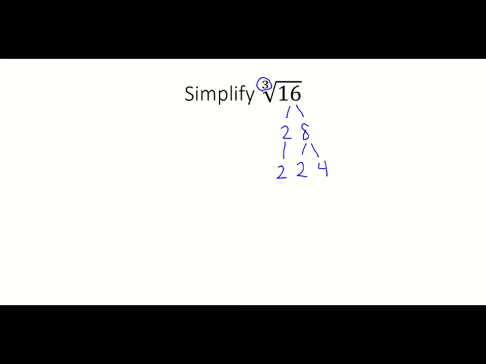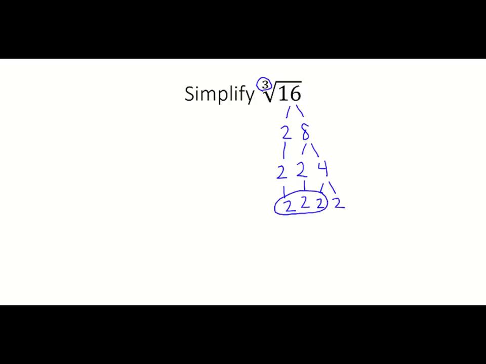Unfortunately, not all numbers are perfect cubes, so we're going to go through simplifying imperfect cubes now. We want to simplify the cube root of 16. So again, there's a little 3 on my radical symbol. That means I need to find 3 of the same number hidden within my bigger number. So 16 would be 2 times 8. 8 would be 2 times 4. 4 would be 2 times 2. I'm going to circle 3 of the same number.